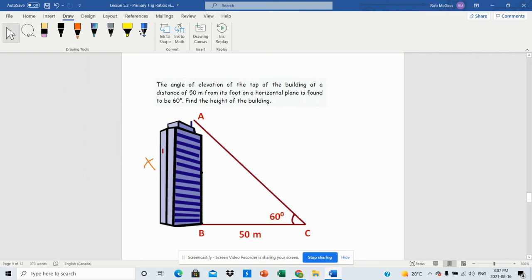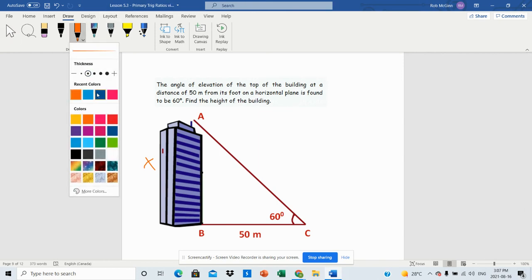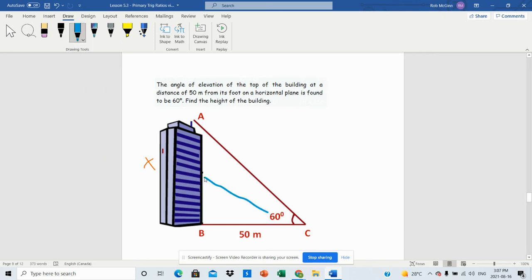So now we can go through the process we did with any of our other questions where we try and determine what do we need to find and what information do we already know that can help us find this. In this case, what do I want to find? I want to find the height of the building. In order to find the height of the building, I need to look and see that that is opposite my 60-degree angle. So the height of the building is opposite my 60 degrees, and that's what we need to find.